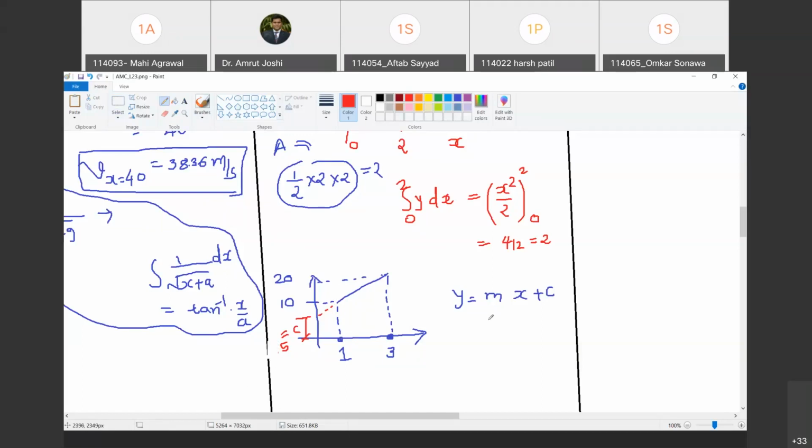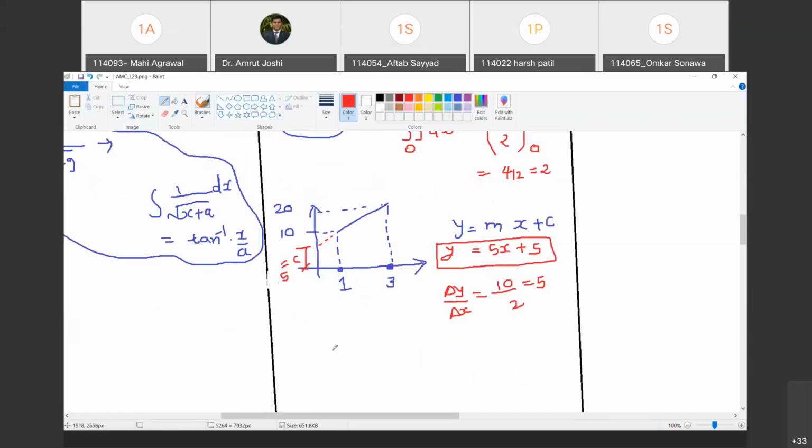Are you with me? And what is the slope of the line? Slope of the line is delta y upon delta x. Do you agree with me? Yes, sir. So what is delta y? 20 minus 10, so 10. And what is delta x? 3 minus 1, so 2. So therefore it is 5. So what is the expression of the line? 5x plus c, but c is 5. Do you agree with me? Yes, sir. This is the equation of the line.